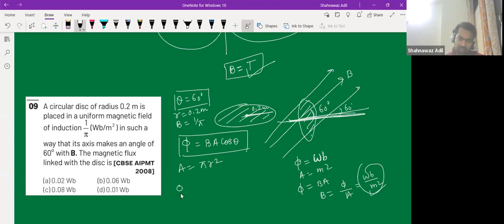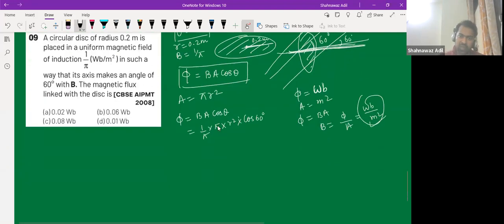Let us calculate this flux. So this is BA cos theta. B is 1 by pi, area is pi r square, and cos of 60. So how much would this be? The pi will cancel. r is 0.2 into 0.2, cos 60 is half. So this is 4 into 1 by 2, which is 2 divided by 100. So this is 0.02 Weber. This would be the answer.